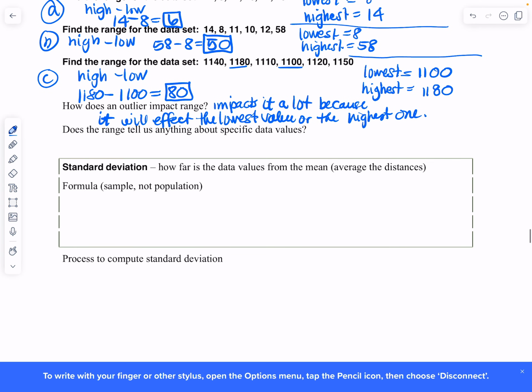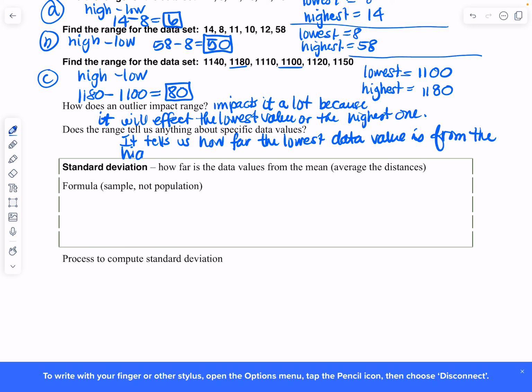So the range tells us how far the lowest data value is from the highest data value. Okay.